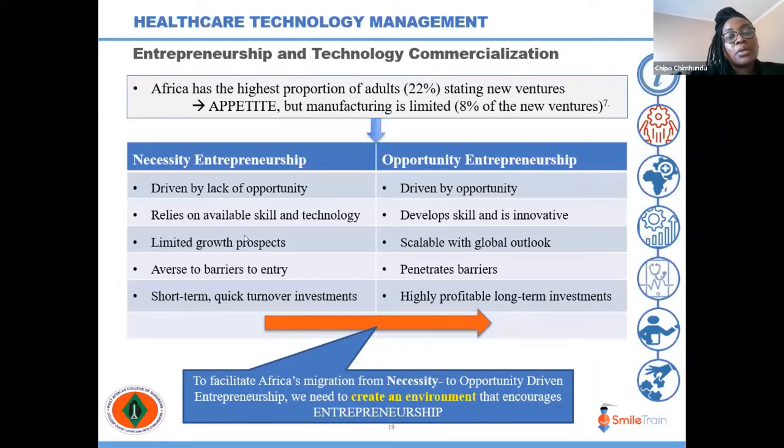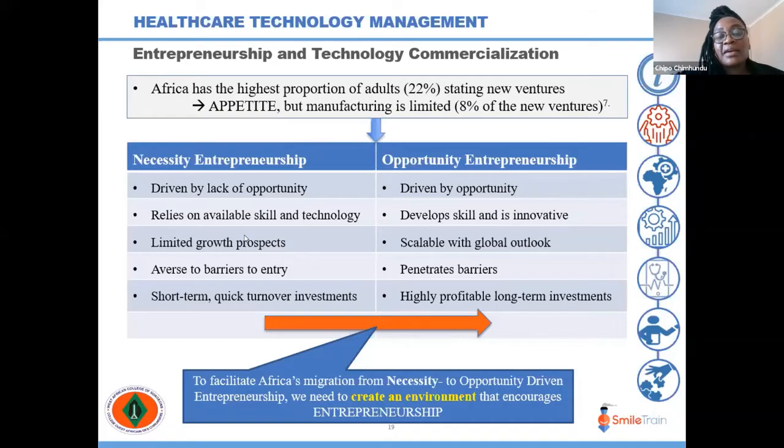Entrepreneurship is a very broad term, and we use it very loosely to describe someone who's starting their own thing, which is fair. In Africa, interestingly, we have, as a continent, the highest rates of adults who are starting new businesses. And we also have a lot of women in the world who are starting businesses. Very interesting, which shows us that we have appetite for entrepreneurship, we have appetite for innovation. Unfortunately, though, the proportion of those new ventures that are actually manufacturing entities is very small.